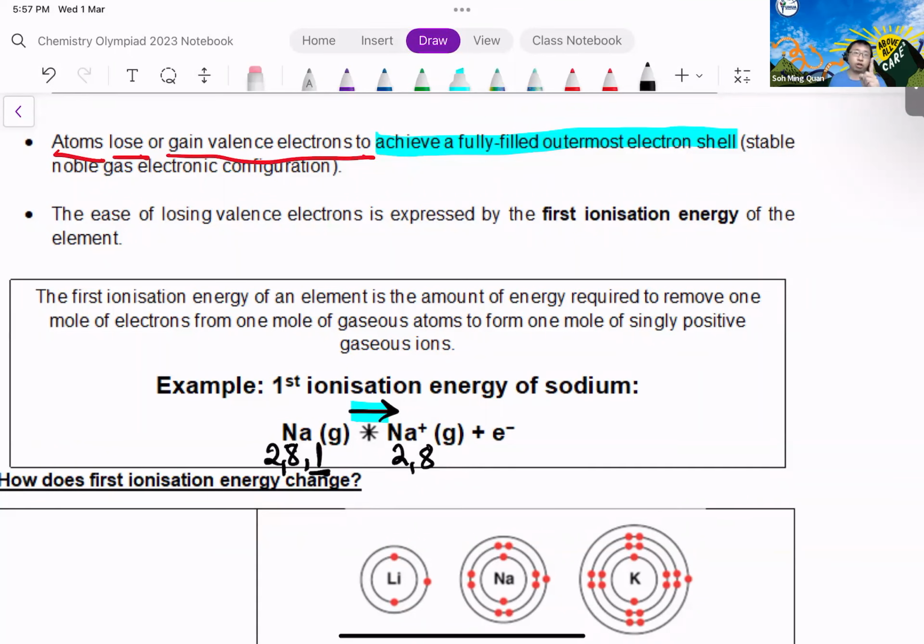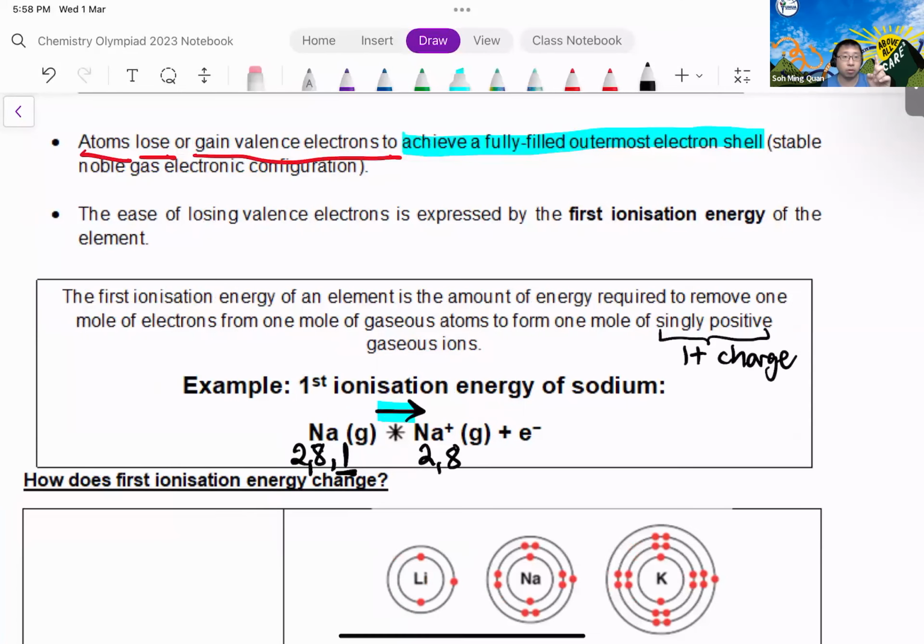When you lose an electron, you must have energy for this. So the first ionization energy is the amount of energy needed to remove the electron from the atom to form the singly positive ion. Singly positive means a 1 plus charge. So now you know there's something called first ionization energy. The first ionization energy is the energy required to remove the first electron from the atom. Where does this electron come from? The electron comes from the outermost, the valence shell.